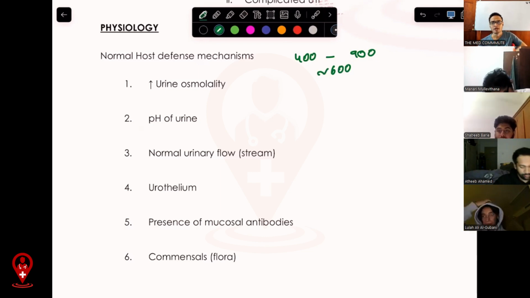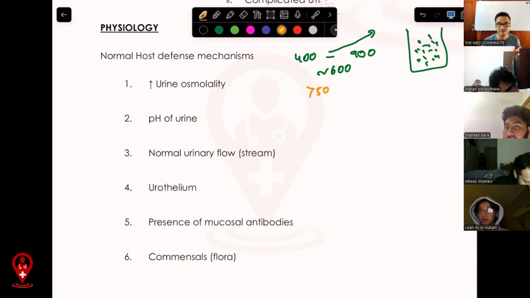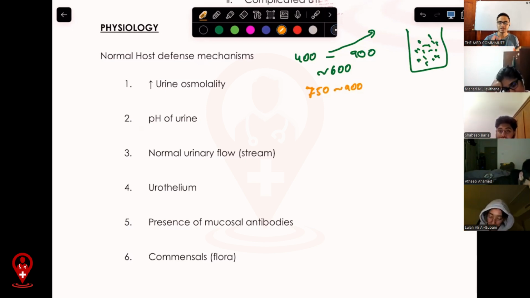Now, what is happening when you're dehydrated? Your urine osmolarity goes towards the 900 side. The concentration of your urine is increasing, with more particles, milliosmoles, within the liquid. Usually, what they have found is that osmolalities within the range of 750 to about 900 are quite high. Whenever your urine has around 750 to 900, this is unfavorable for bacteria.